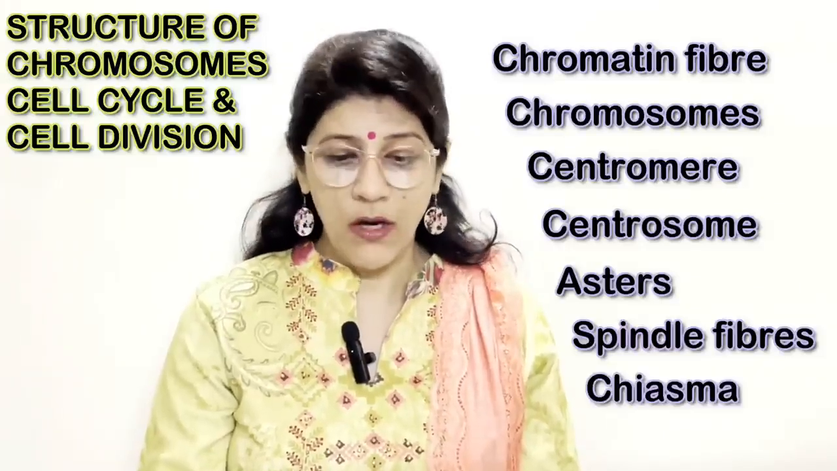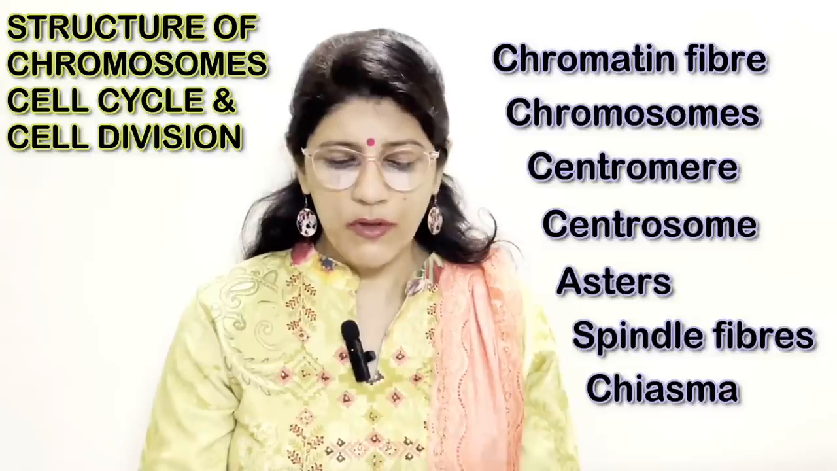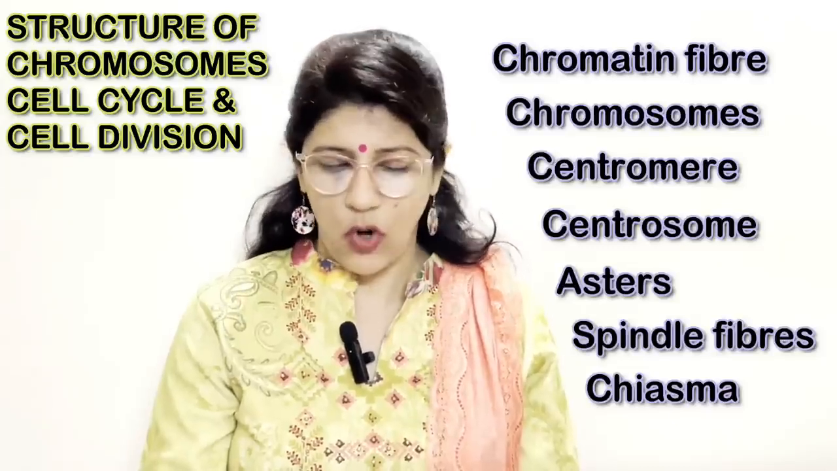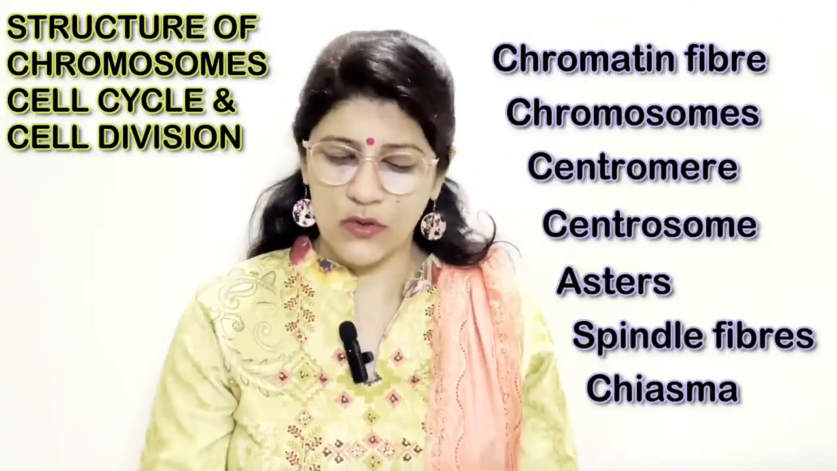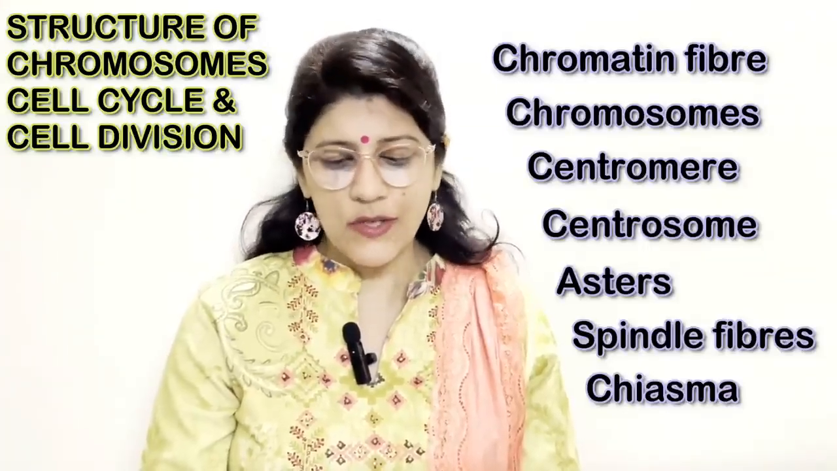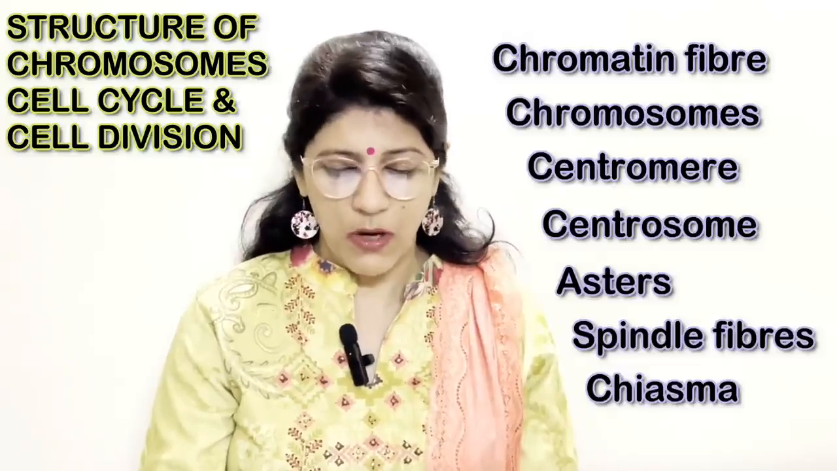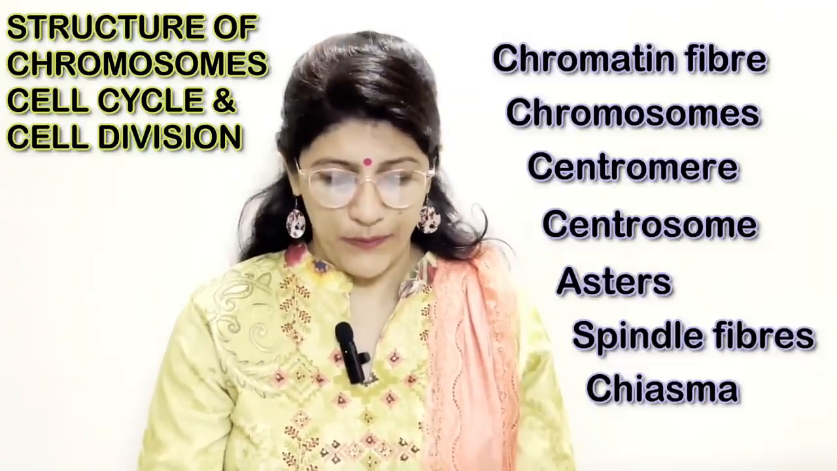Next is chiasma. Their location is X-shaped structure formed between the non-sister chromatids of the paired homologous chromosome during crossing over, and their function is genetic recombination takes place at the chiasma during crossing over.